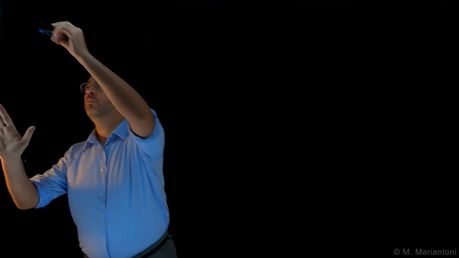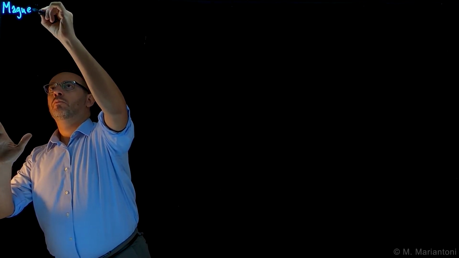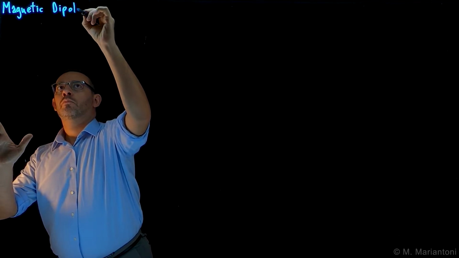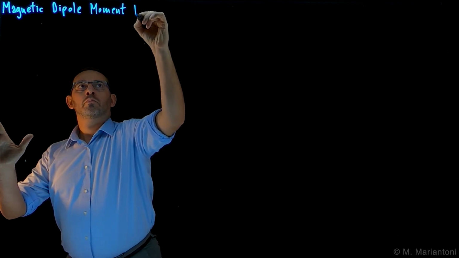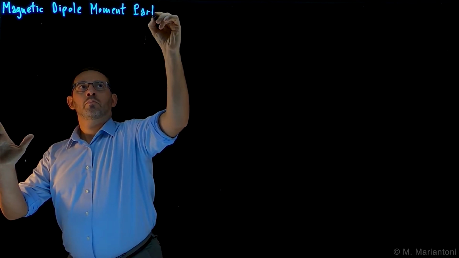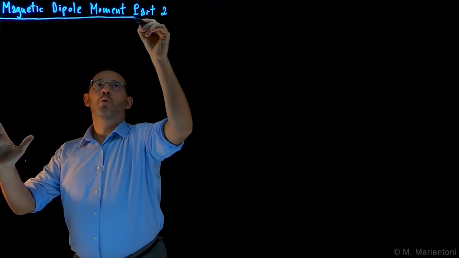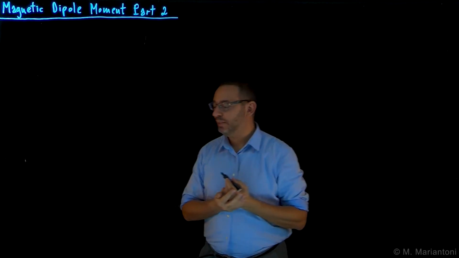The name of this video is Magnetic Dipole Moment Part 2. The idea of this video is to find a more manageable expression for A1 at the observation point R.